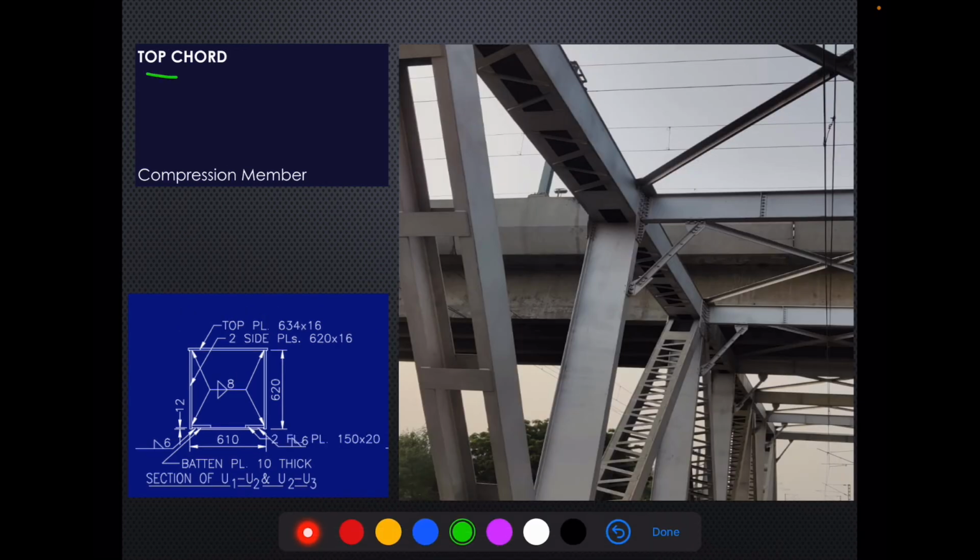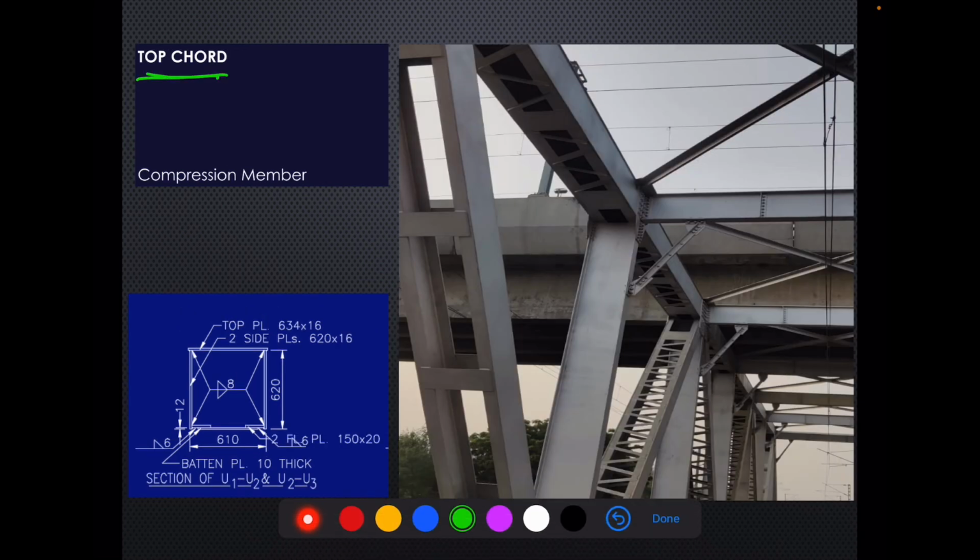Next in the list is the top chord. As you can see, this is the top chord of an open web girder. A typical section of a top chord is something like this: an inverted top plate and inverted L kind of thing, which are connected by some lattice and batten. This is primarily designed for compression loads.